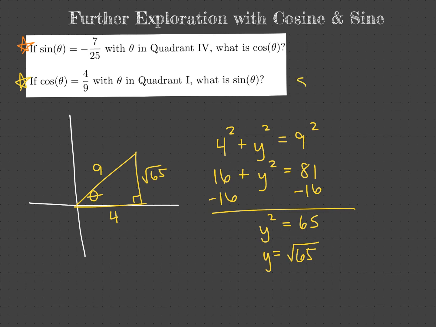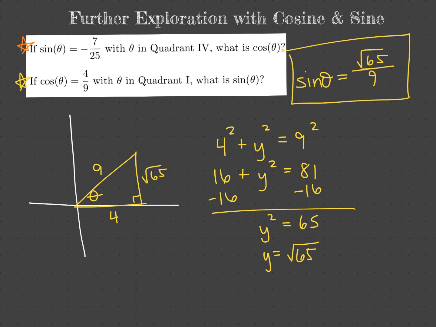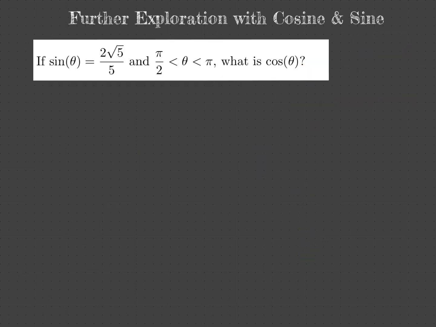We cannot break it down anymore, so we'll leave it as root 65. Now the sine of theta we can find. It is opposite, which is root 65, divided by hypotenuse, which is 9. And because we're in quadrant 1, everything's positive there, so the sine is also positive just like the cosine is. So our final answer is that the sine of our angle theta is root 65 over 9.